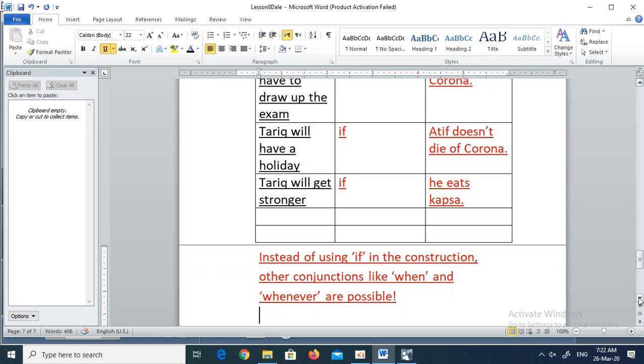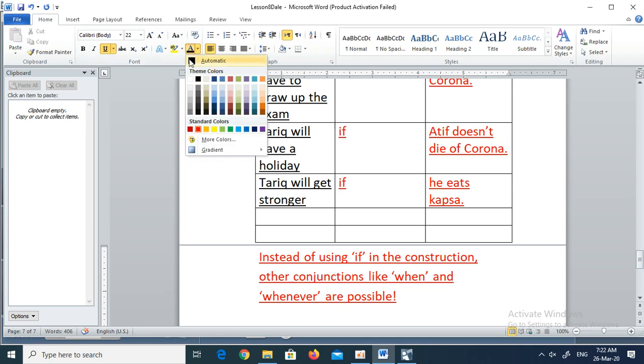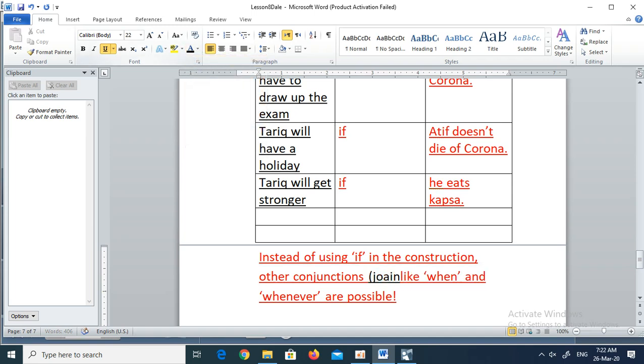Now, you don't only have to use if. There are other conjunctions, other joining words. Remember, a conjunction is a joining word. Let me just remind you of that again. Like when and wherever that you could also use.